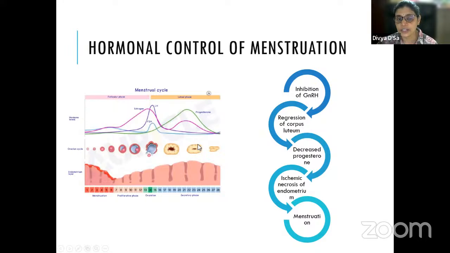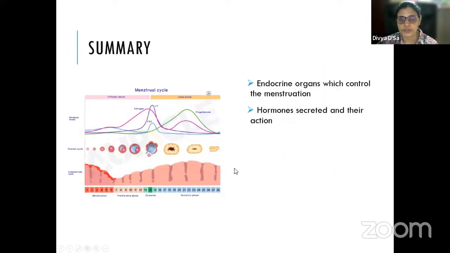Because of the inhibition of the gonadotropin hormone, there is regression of the corpus luteum. And because of the regression of the corpus luteum, there is decreased progesterone. When the progesterone decreases, there is ischemic necrosis of the endometrium, and then menstruation occurs because of the withdrawal. So that is the hormonal control of menstruation.